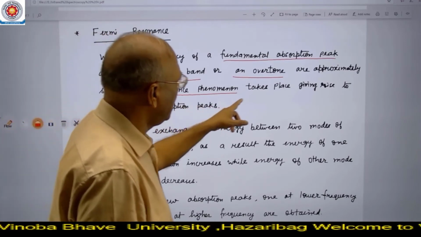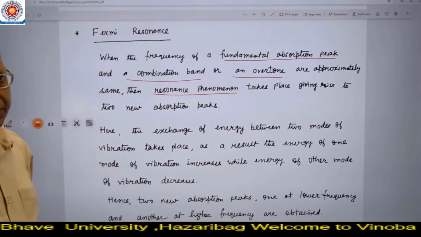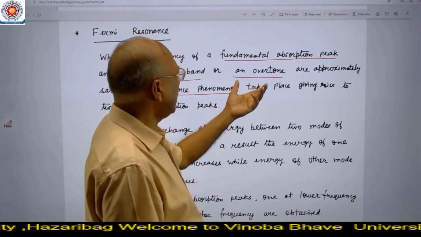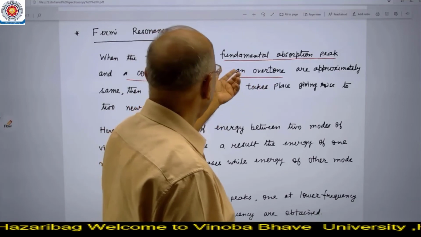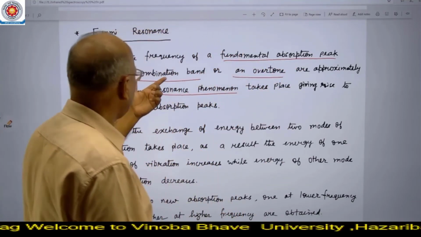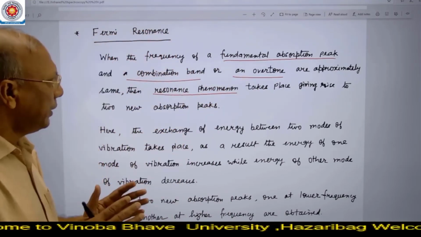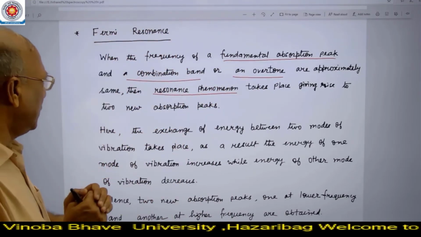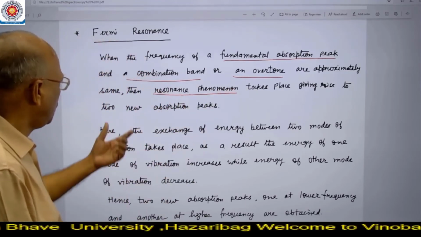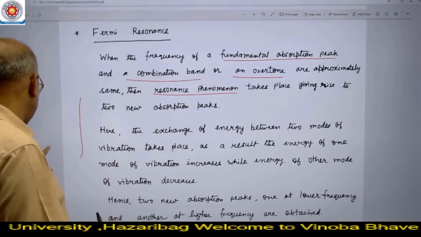And due to the resonance phenomenon, what happens? Two new absorption peaks appear, and this phenomenon is called Fermi resonance. I am trying to explain that if a fundamental absorption peak and a combination band or an overtone have an equal value of frequency, then resonance takes place, and due to the resonance, two new absorption peaks are obtained, and this is called Fermi resonance.